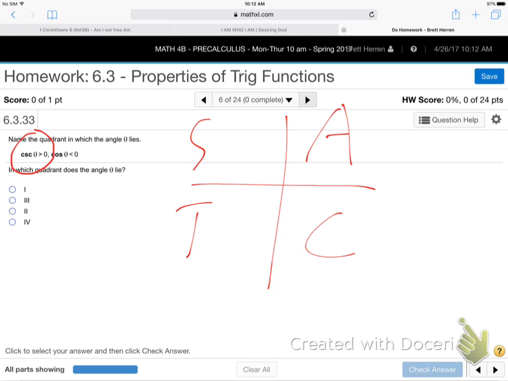Cosecant. Cosecant is the upside down of which one? Sine, huh? So you do have to know which ones are upside downs of which ones. So when they say cosecant is positive, they're basically saying sine is positive, huh? And cosine is negative.